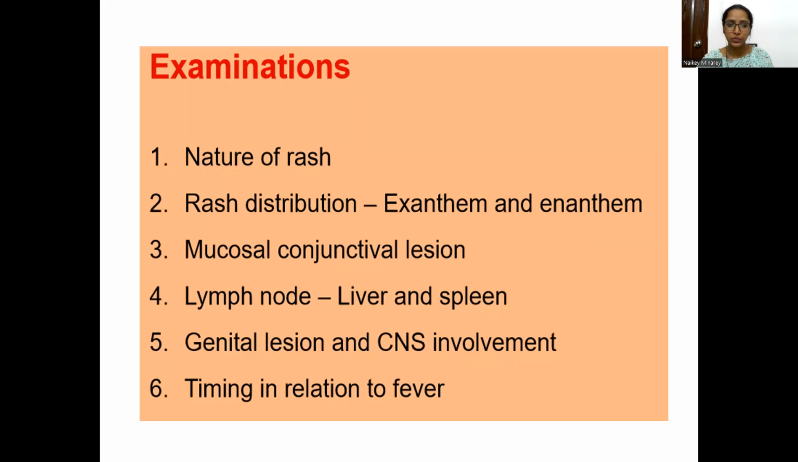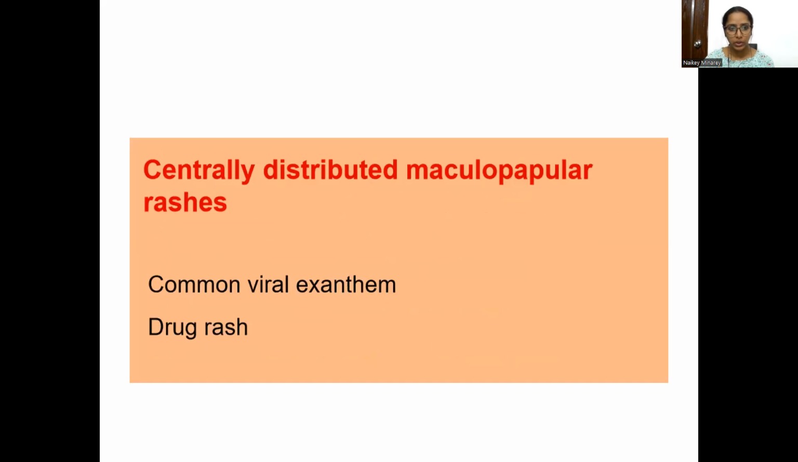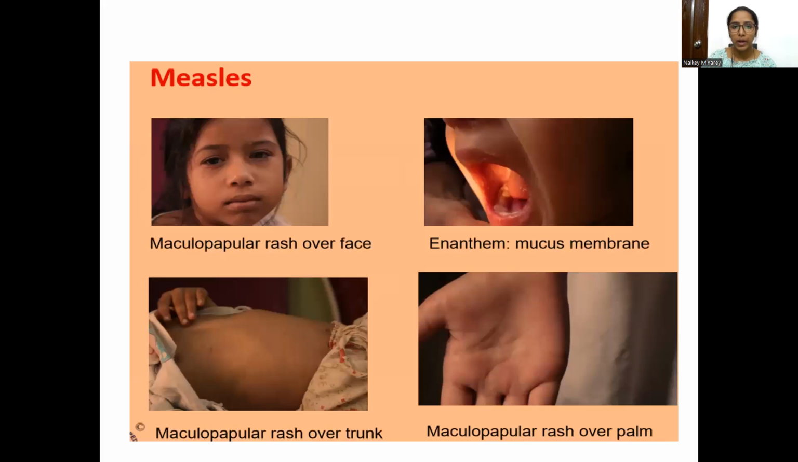What is the type of rash? What is the distribution? Are there mucosal or conjunctival lesions, palpable lymph nodes, any hepatosplenomegaly, involvement of the genitalia or CNS, and diurnal variation of the fever? Fever with rash is broadly classified as centrally distributed maculopapular, peripheral, confluent desquamated erythema, vesiculobullous, urticarial, or purpuric. The examples of centrally distributed maculopapular rashes are those that can be drug induced or viral.